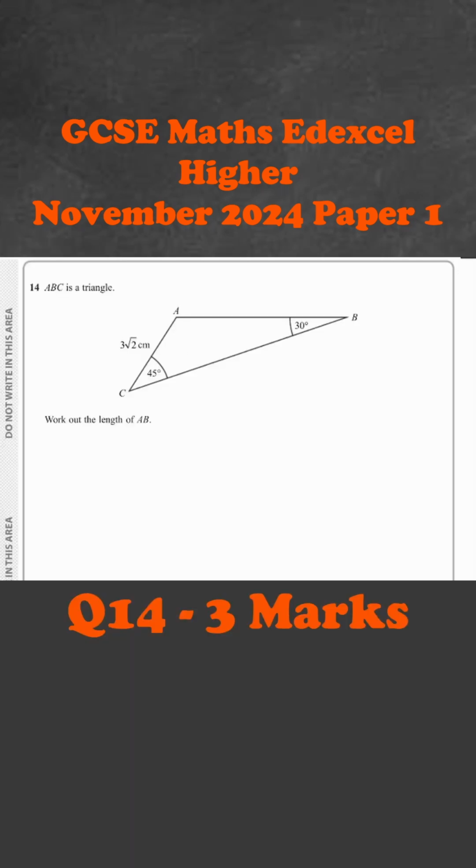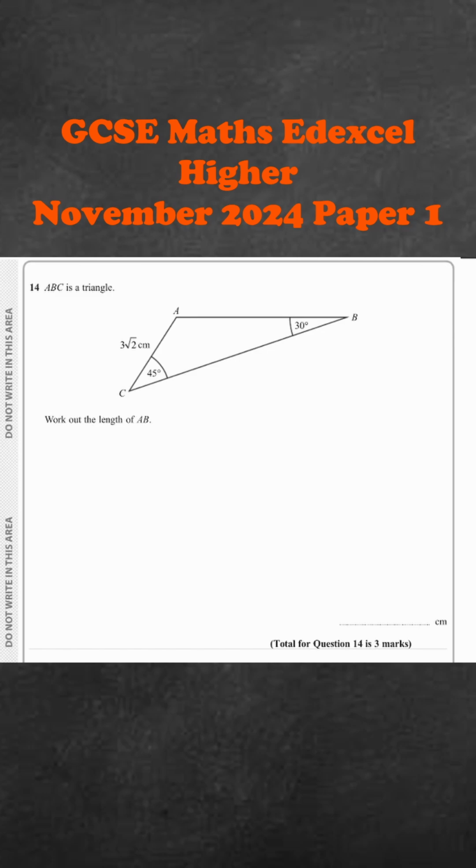Question 14. ABC is a triangle. Work out the length of AB. We're going to use the sine rule. So we're going to say AC over sine of angle ABC is going to be equal to AB over sine of angle ACB. So we have AC already, which is 3 root 2. Sine of ABC, which is sine 30, which is just 0.5, equals AB over sine ACB, which is sine 45, which is just 1 over root 2.